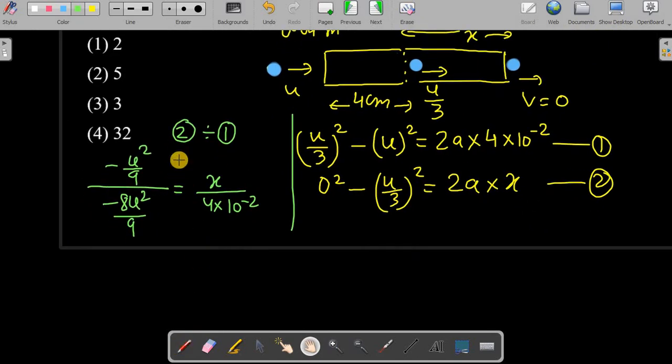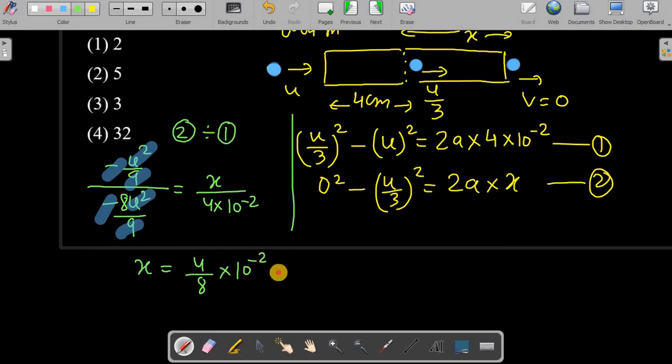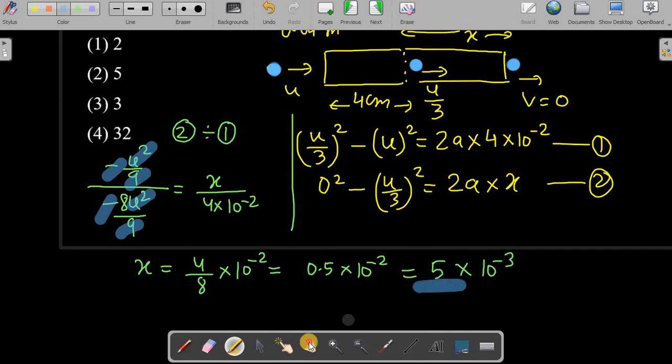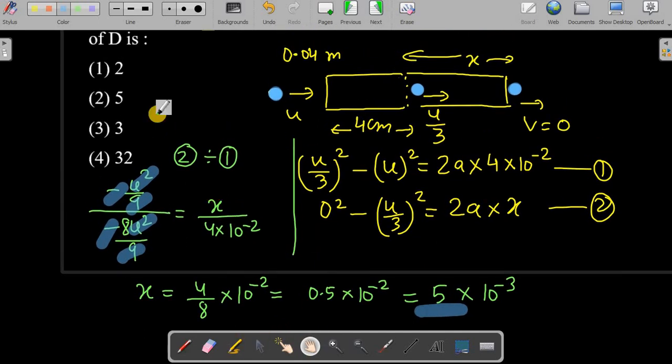So from here you can easily calculate this. We can just cancel the minus and the u square by 9. So x is going to be 4 by 8 into 10 power minus 2. So this is 0.5 into 10 power minus 2. That means it is 5 into 10 to the power minus 3. So this is the value of d that they are asking. The correct answer will be option 2.